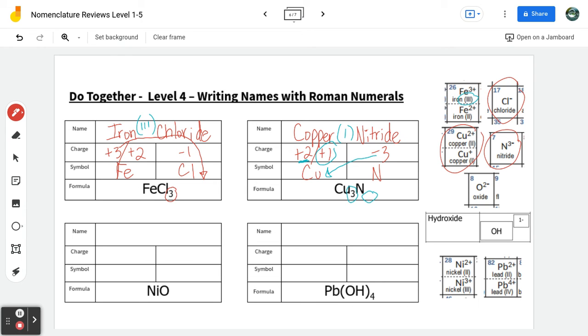All right, for NiO, we know that oxide is a -2 charge. For nickel, we can see that we have +2 or +3. And our formula has no subscripts at all. So that one must have balanced perfectly, which means 2 was our correct charge. And nickel 2 is II.